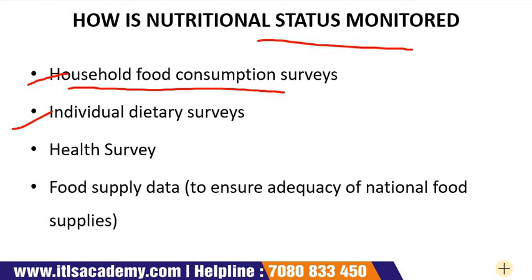Along with this, the NDNS is produced on behalf of the Food Standards Agency and the Department of Health, as I told, and the survey is generally conducted for the population, which includes children aged between 1.5 years to four and a half years. It includes young people aged between 4 to 18 years, adults aged 19 to 64, and people aged above 65 years.